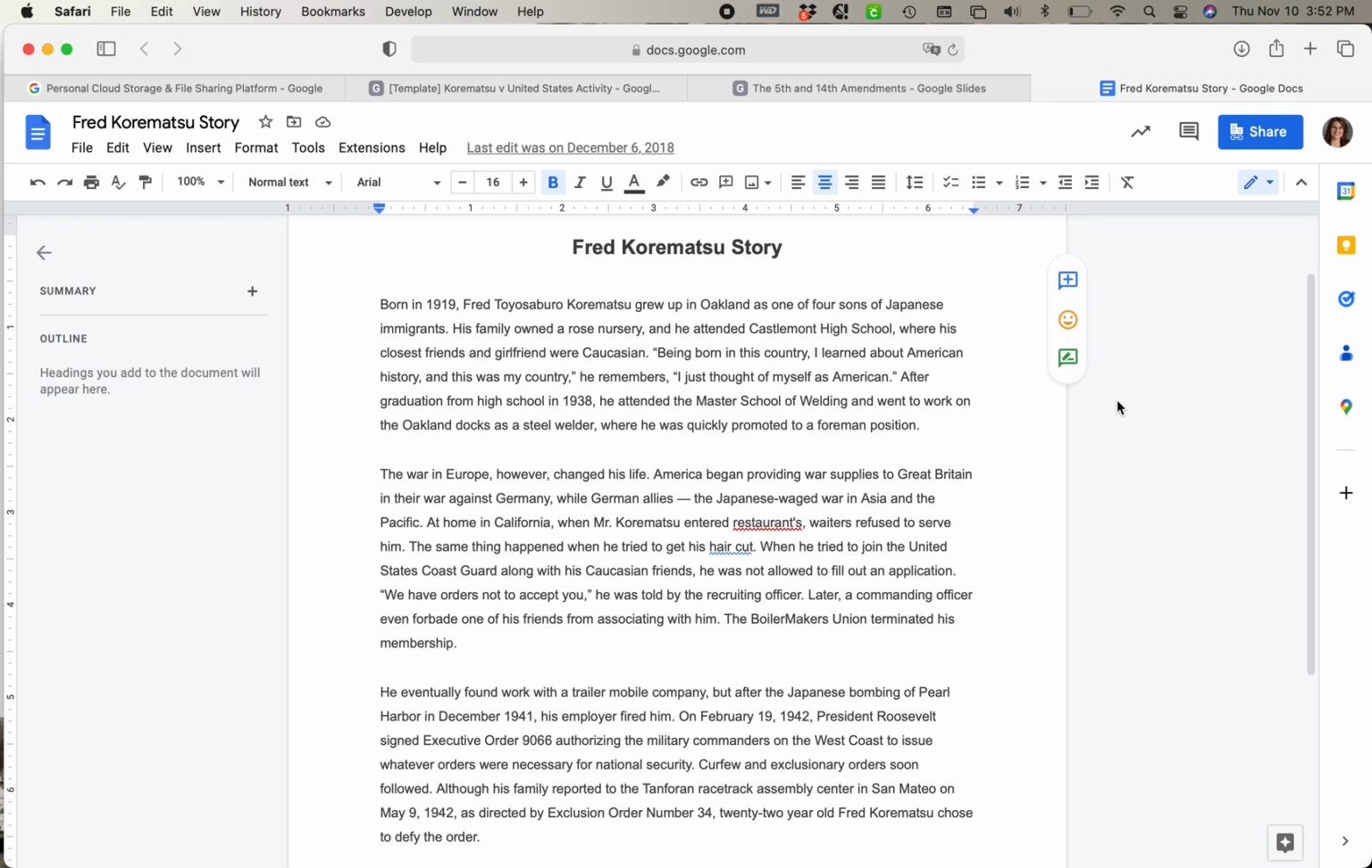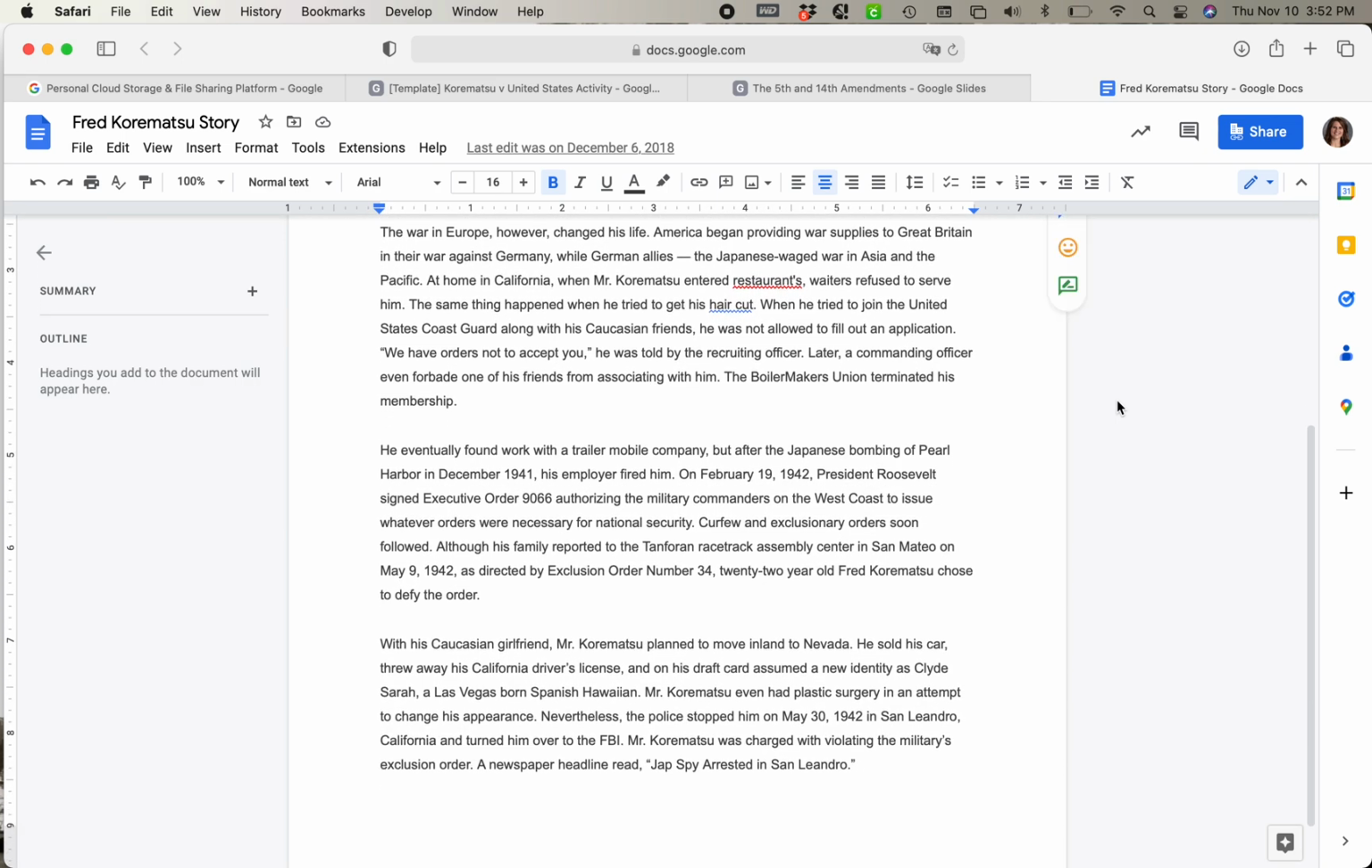At home in California, when Mr. Korematsu entered restaurants, waiters refused to serve him. The same thing was happening when he tried to get his hair cut. When he tried to join the United States Coast Guard, along with his Caucasian friends, he was not allowed to fill out an application. "We have orders not to accept you," he was told by the recruiting officer. Later, a commanding officer even forbade one of his friends from associating with him.